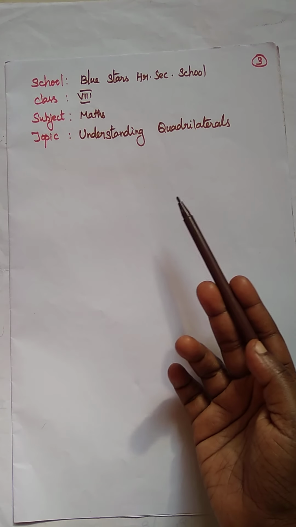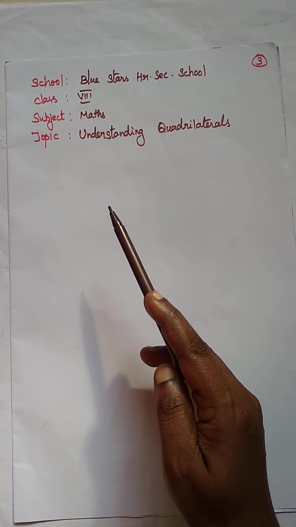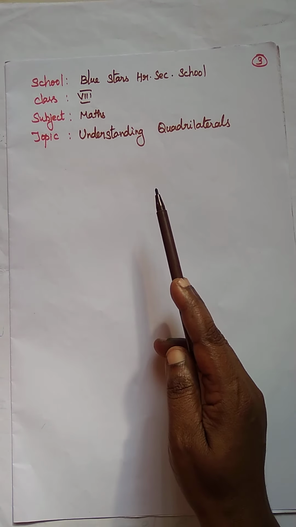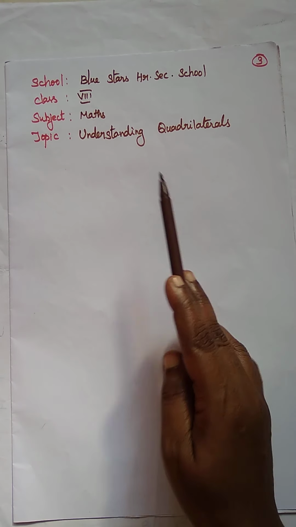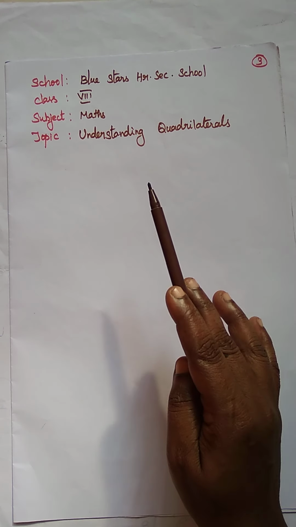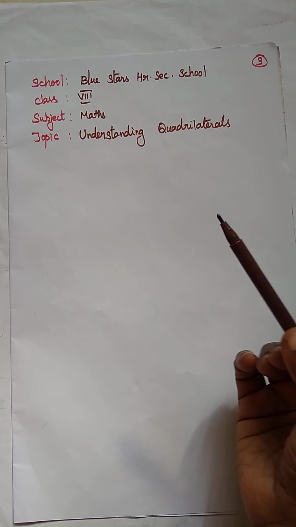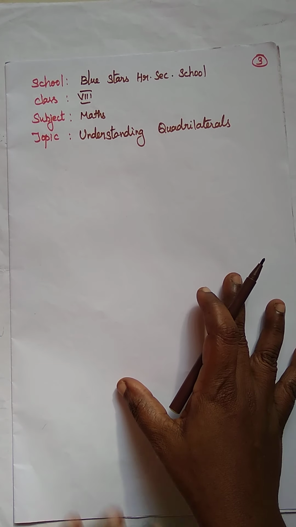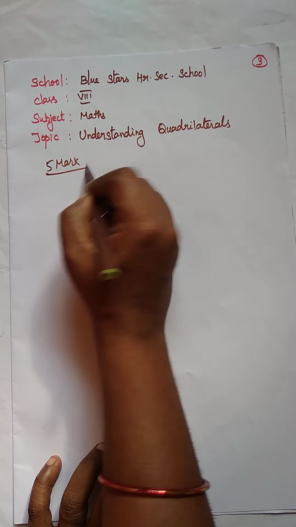The topic is understanding quadrilaterals. It is a continuation of exercise 3.1. In the last class we saw how to find the unknown value of x when all the interior angles of a quadrilateral are given. In this class we will find the same unknown value of x, but the exterior angles of a quadrilateral are given. If the exterior angles are given, we find the unknown value.